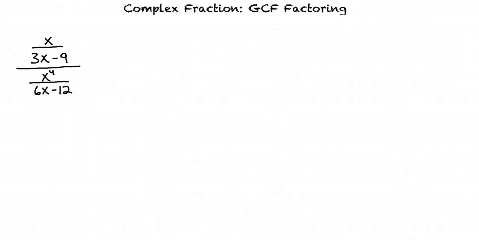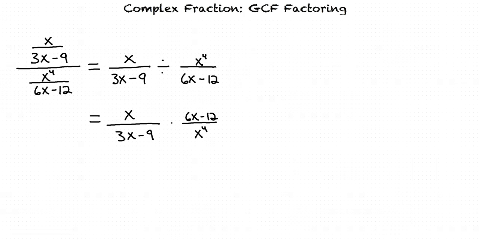Simplify x/(3x - 9) all over x^4/(6x - 12). We start by rewriting as division. Then we multiply by the reciprocal of the fraction we are dividing by. Next, we look for terms we can factor. In this example, it looks like there are several terms we can factor.